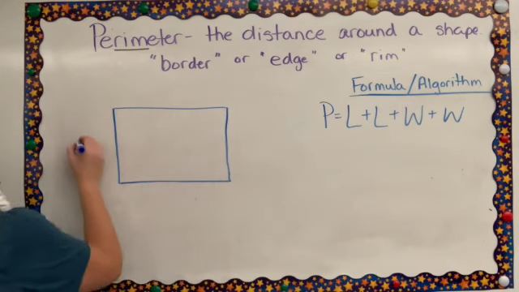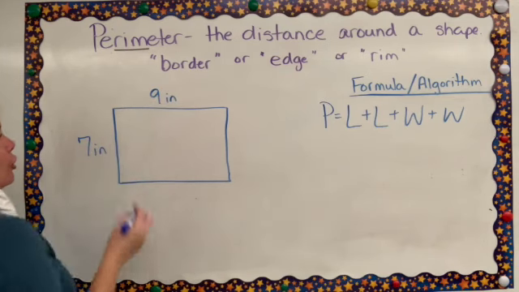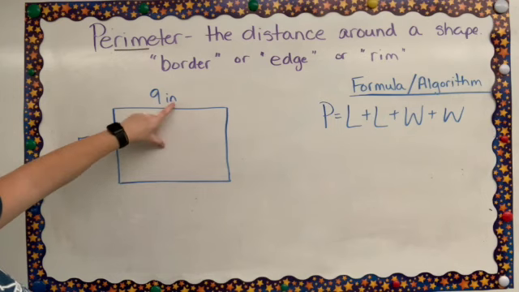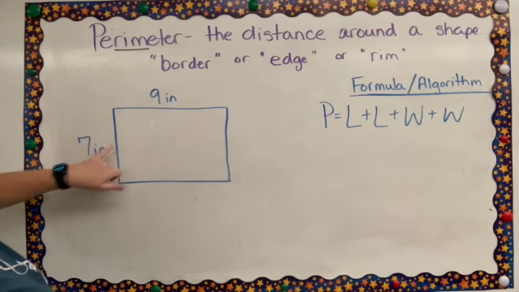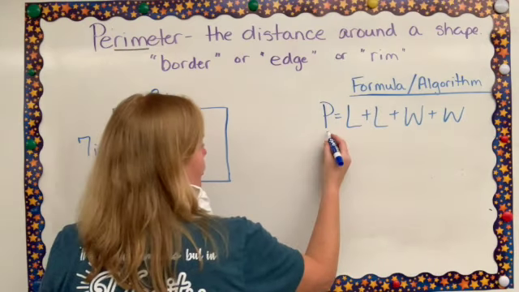We have a 7-inch by 9-inch. You have to include the units of measurement. That means you have to tell me what the shape is being measured in. This is being measured in inches, so I have to include that unit of measurement. So we have a 7 by 9. So I'm going to come over here and I'm going to do the perimeter first.